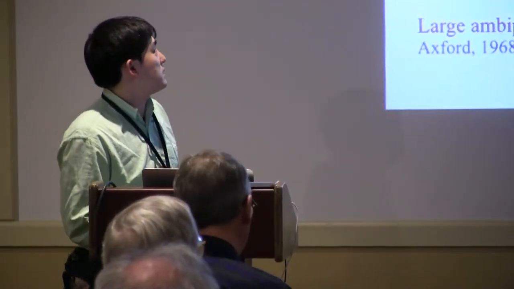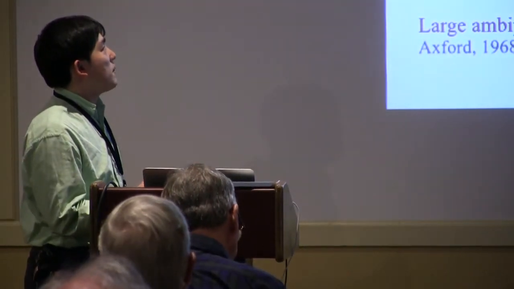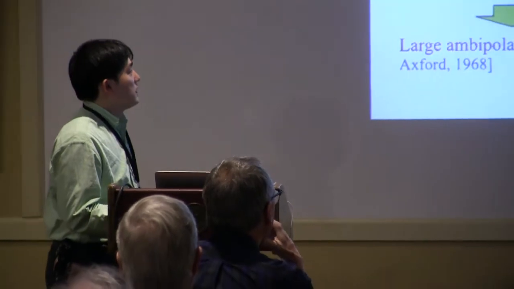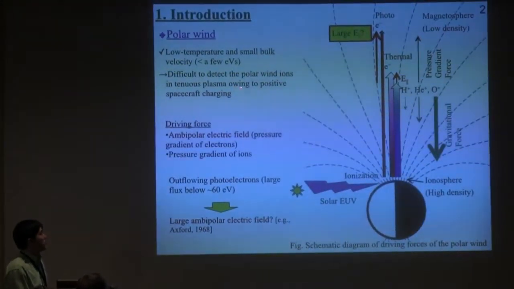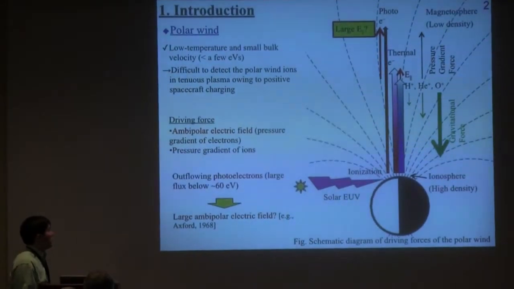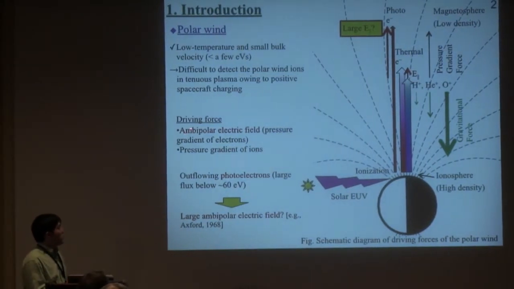In this presentation, I talk about the polar wind, that is the most traditional outflow mechanism. The polar wind is the thermal plasma outflow with low temperature and small bulk velocity. Thus, it is difficult to detect the polar wind ions in tenuous plasma owing to positive spacecraft charging. The driving force is thought to be an ambipolar electric field and pressure gradient of ions.